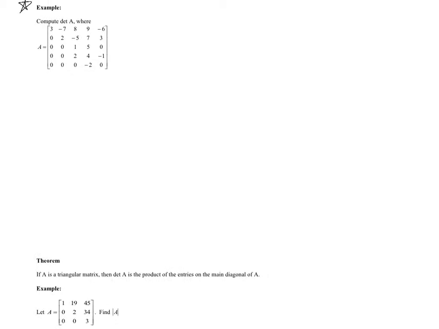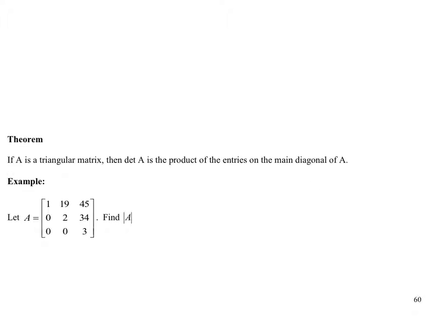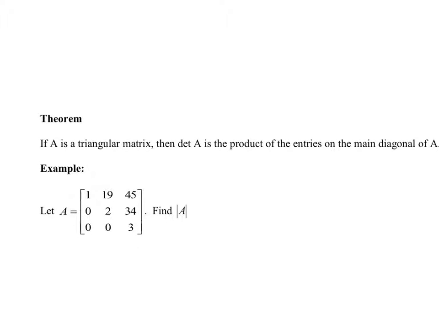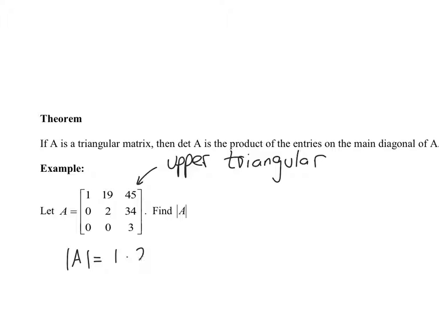But you got this nice little nifty rule here. It says if A is a triangular matrix, then the determinant of A is the product of the entries on the main diagonal of A. So in this case, you see I have a triangular matrix. This is upper triangular. So the determinant of A is just going to be the product of 1, 2, and 3.